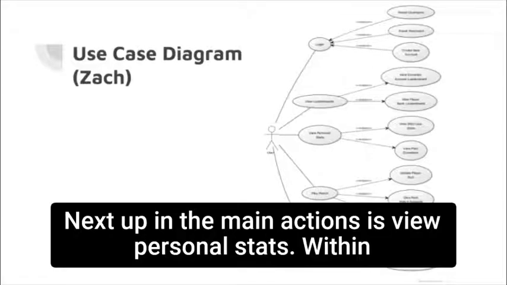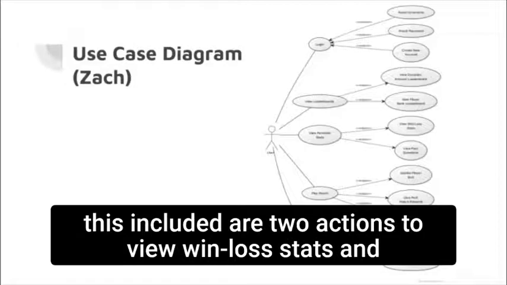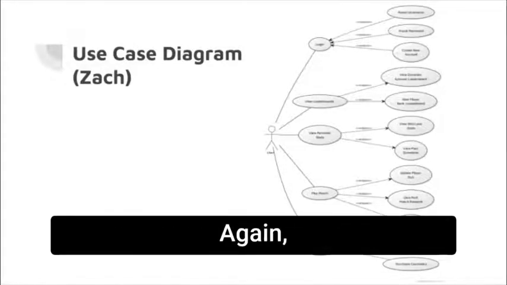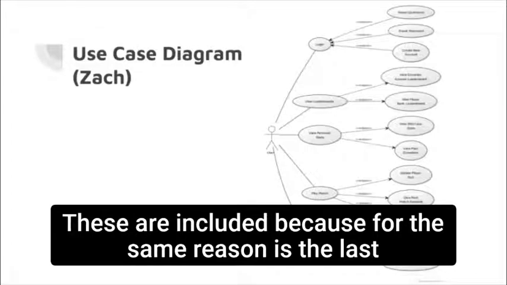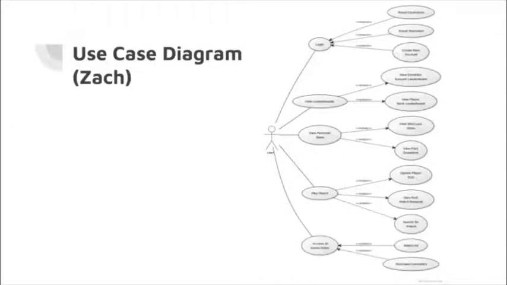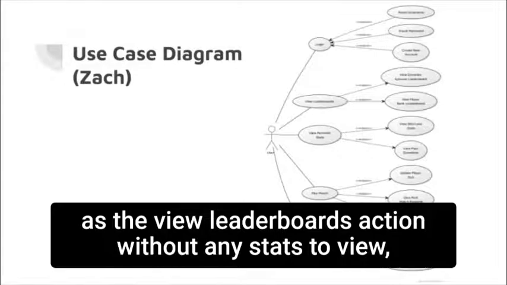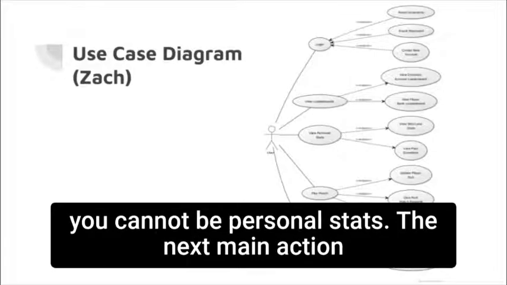Next up in the main actions is view personal stats. Included within this are 2 actions: view win-loss stats and view past donation stats. Again, these are included for the same reasoning as the view leaderboards action. Without any stats to view, you cannot view personal stats.